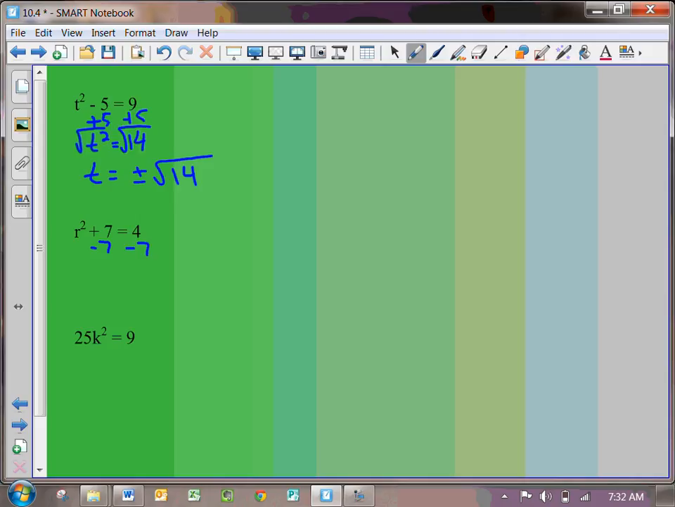Next one we've got, we can subtract 7 from both sides. Subtract 7, subtract 7. So r squared equals negative 3. Now, can you take the square root of a negative? The answer is no, you can't. Well, you can, but you can't in this case. So that means in our graph, there isn't a solution. It's going to look something like this, where the vertex is above the x-axis, so it never crosses it. It could also be below the x-axis, like that, so it never crosses, but there's just no solution. So you could write no solution for that one.